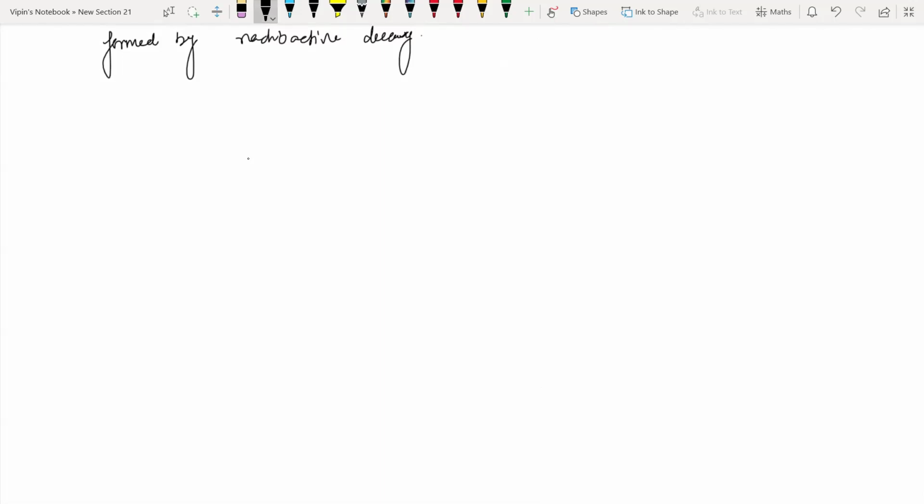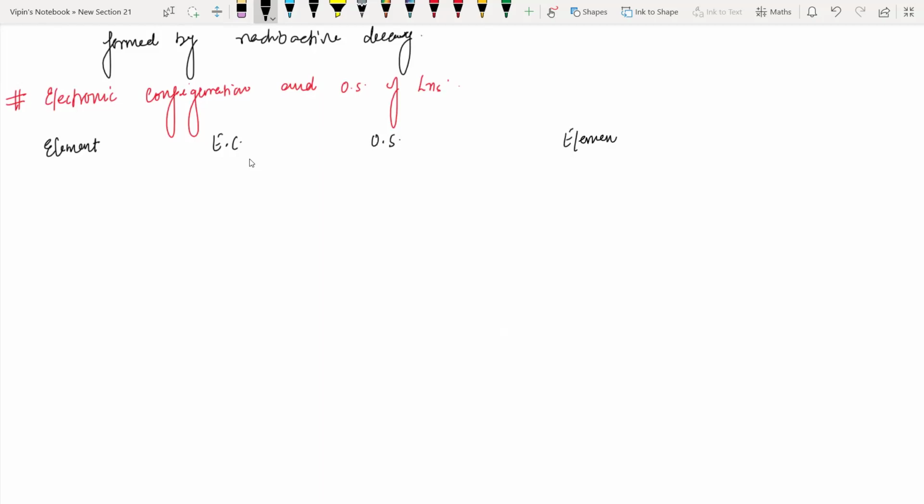Now we are moving to the important part, that is the oxidation state and the electronic configuration of lanthanides. Here we will write the element, its electronic configuration, and its oxidation state, and the same again for the next elements.